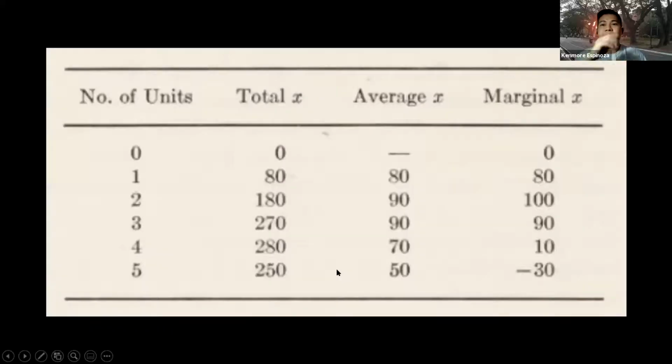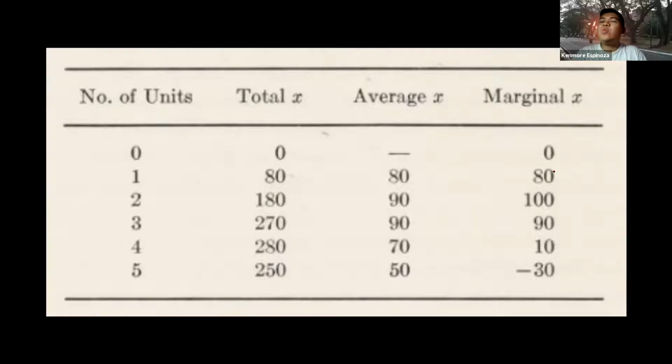Okay. As you can see here, at total 180, the relationship is that it is just at a quantity of 2 units. At 2 units of production or consumption, you have a total revenue or a total cost of 180. And this is just equal to the sum of your preceding marginals. Preceding marginals mo dito is 80 and 100, which is equal to your total at quantity 2.